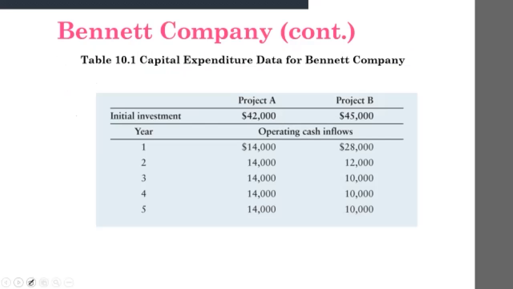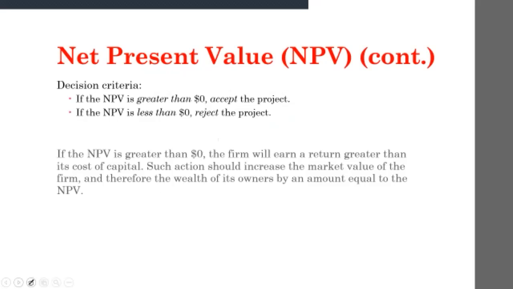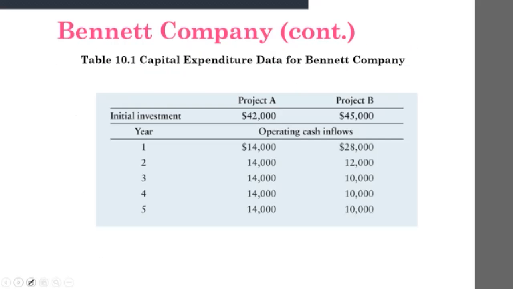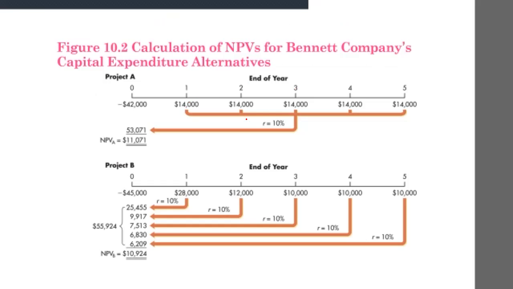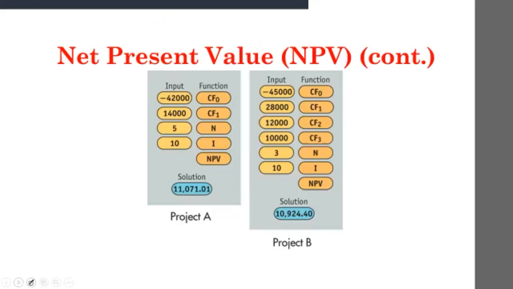Let's look at another example. Let's look at the data from the first company when we looked at the payback period, so we can see which project should be accepted. If you remember, project A was 42, project B was 45, and these are the cash flows. So using the NPV, we discount the cash flows to present value and subtract the initial cost. It's a timeline representing the discounting factors over the 5 years.